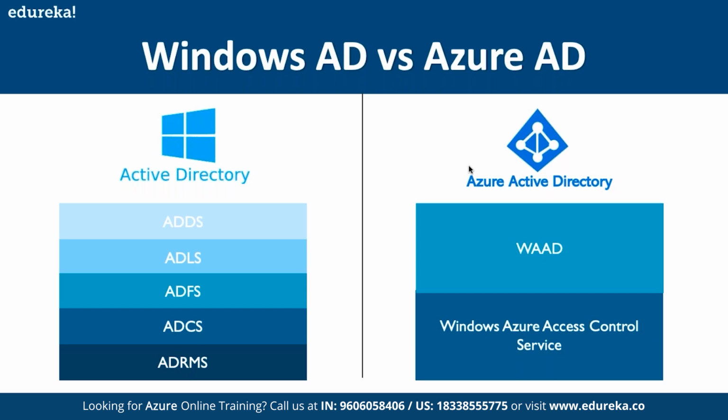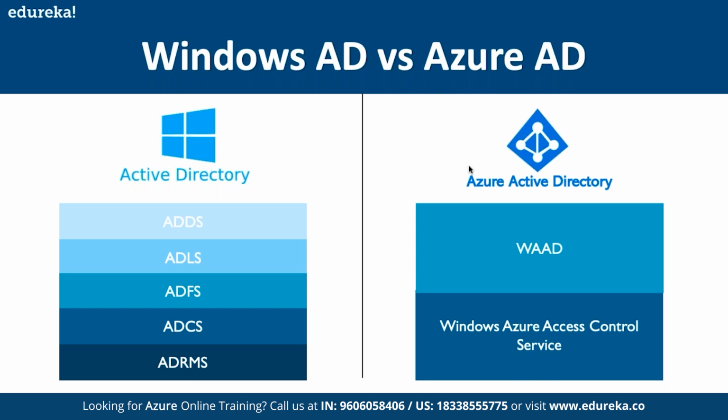And then we have ADCS. CS refers to Certificate Services. So it helps us in creating, distributing, and managing secure certificates. And then at last we have ADRMS. RMS refers to Rights Management Service. It protects copyright information by preventing unauthorized use and distribution of digital content. That is what we mean by ADRMS. So these are the components available under Windows Active Directory.